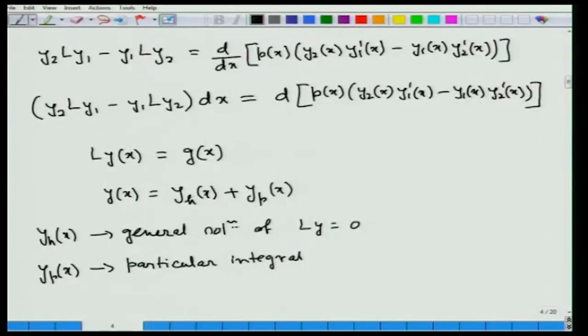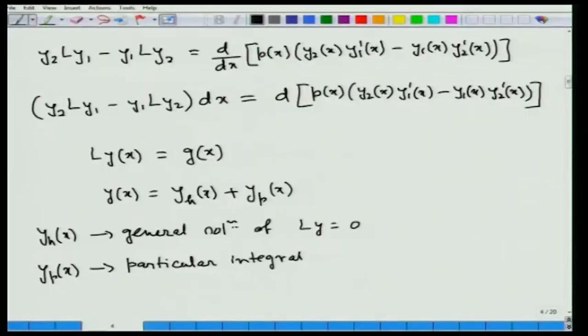And using the initial condition or boundary condition provided for the given problem, we can calculate the unknown quantities C1 and C2 involved with y_h(x), such that the solution y(x) satisfies the given differential equation L[y(x)] = g(x) with the specified initial condition or boundary condition.